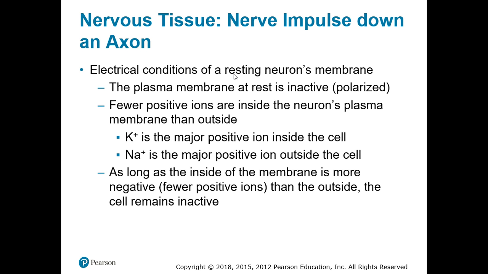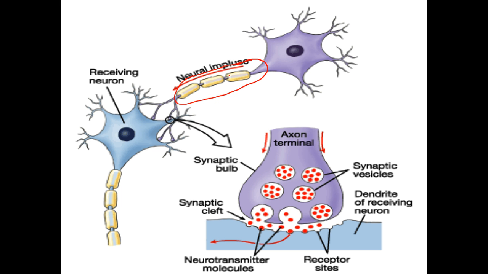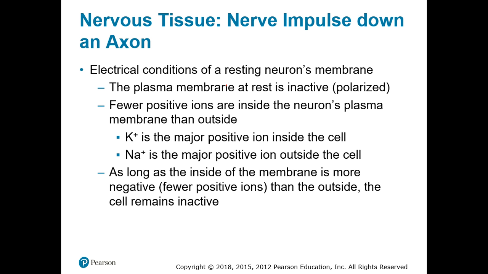So we're going to first talk about, well, what are the electrical conditions of a resting neuron's membrane? In other words, what is this membrane like when it is not sending a nerve impulse? Whenever a plasma membrane is considered to be at rest, it is said to be polarized. What does this mean exactly? This means that there are fewer positive ions on the inside of the neuron's plasma membrane than the outside. In other words, the inside is more negative than the outside.